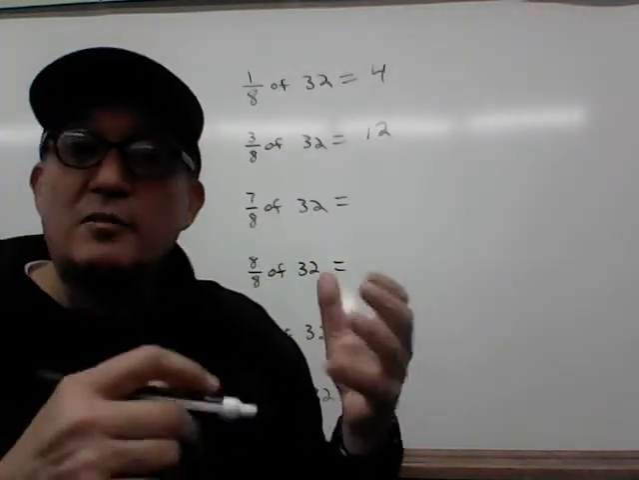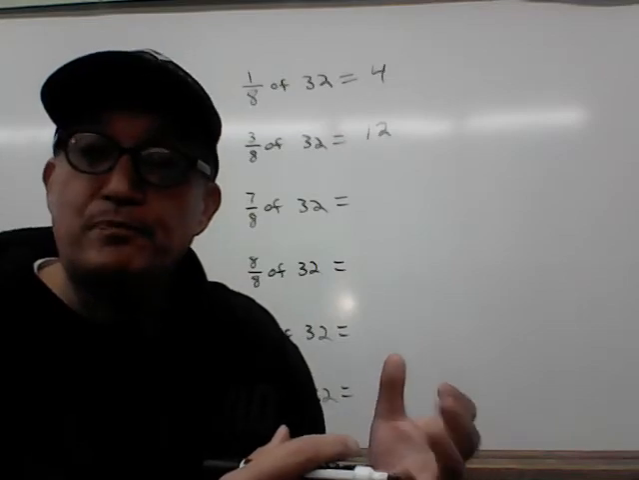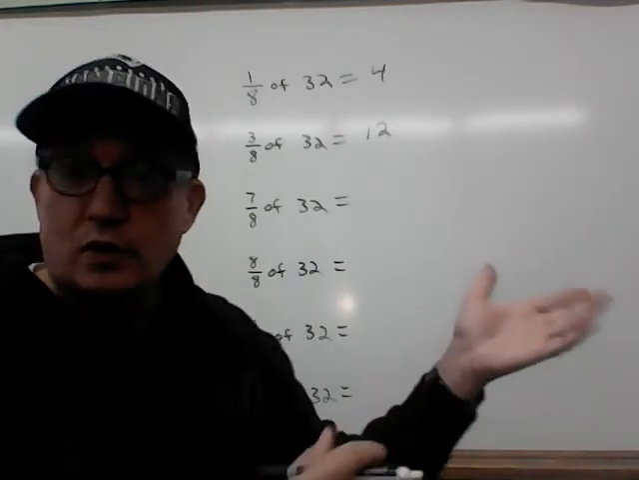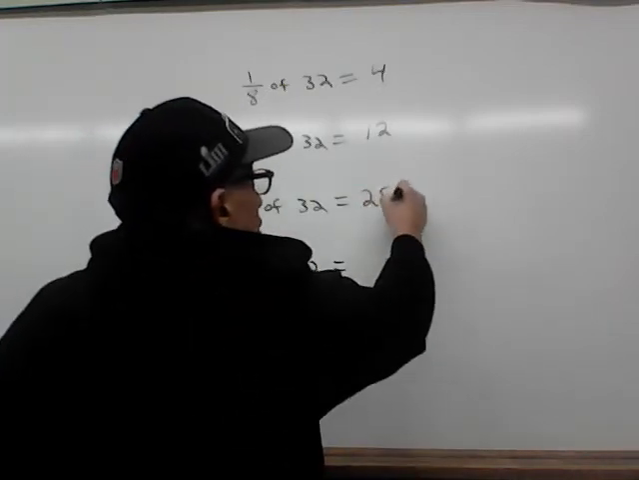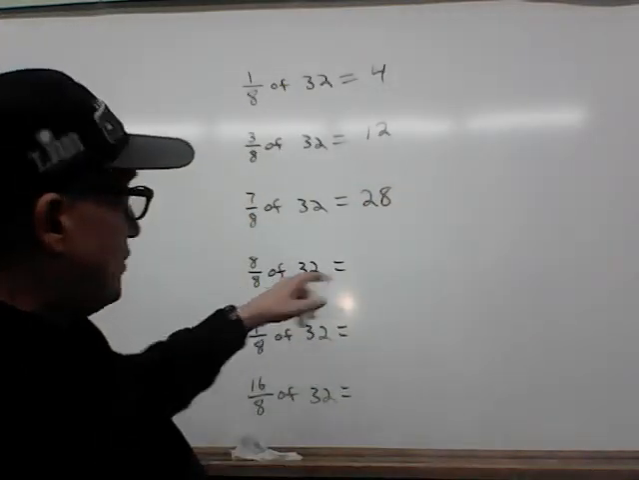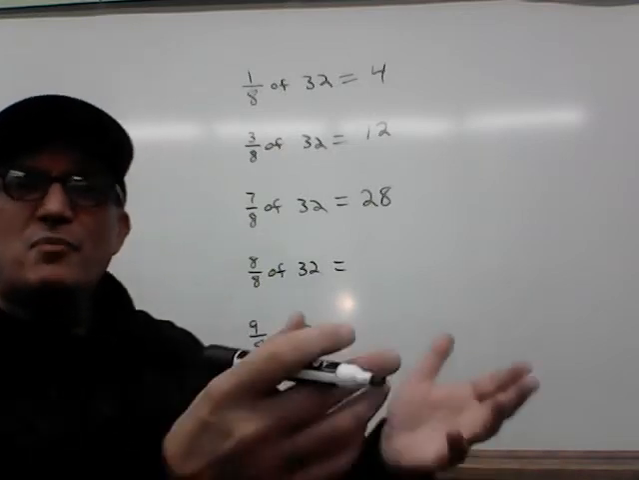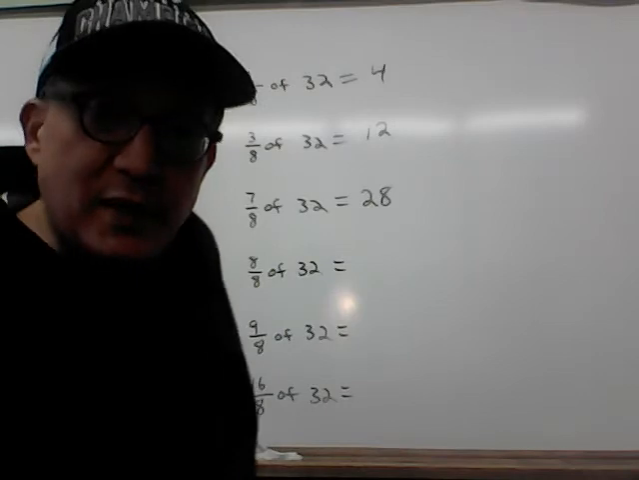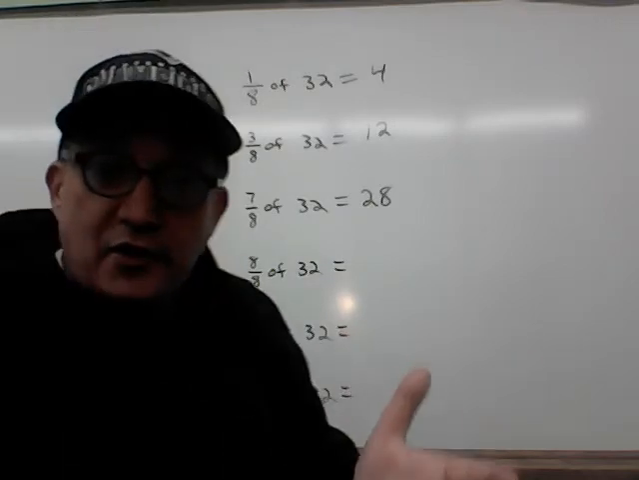7/8 of 32 has got to be something pretty close to 32. 1/8 of 32 is 4. 7/8 of 32 is 7 times 4, or 28, which is pretty close to the 32. And now what about this? 8/8 of 32. Now, for practical reasons, we don't generally encounter something like that. Why? Because it's 1. 8/8 is 1.